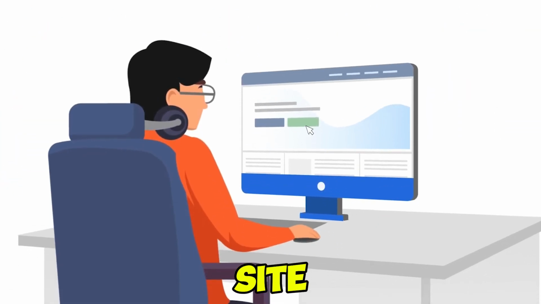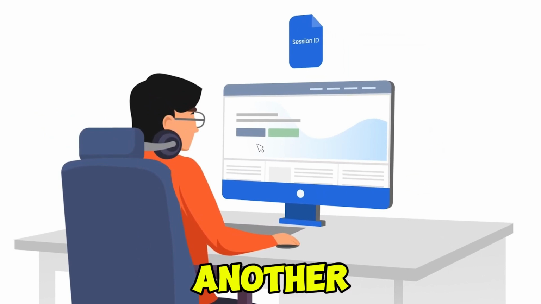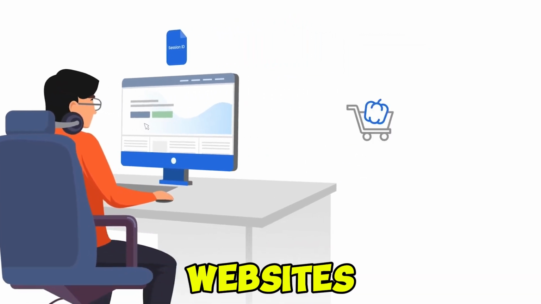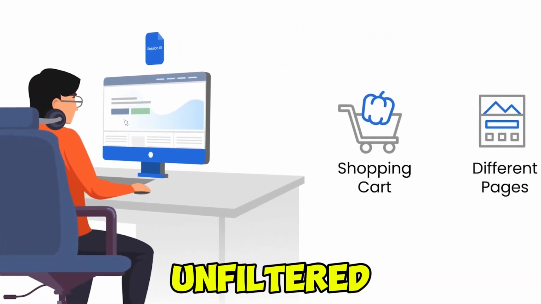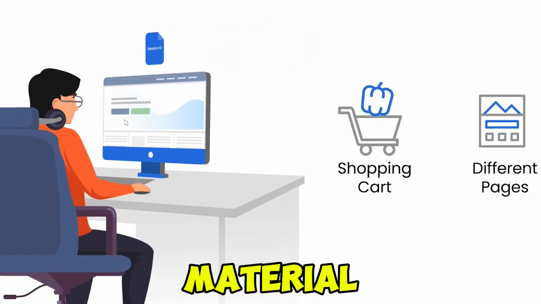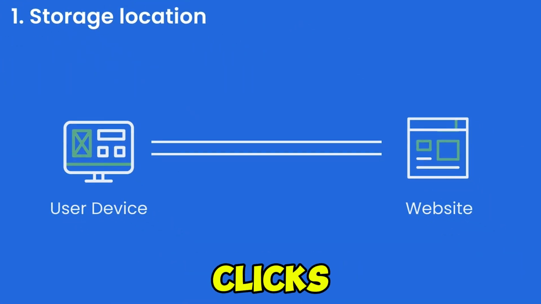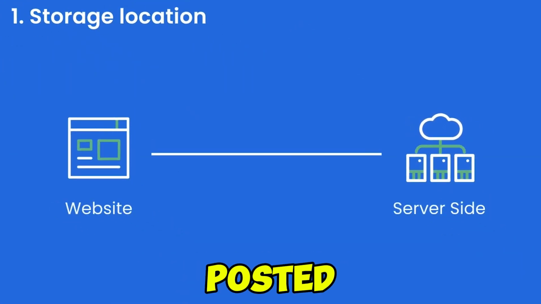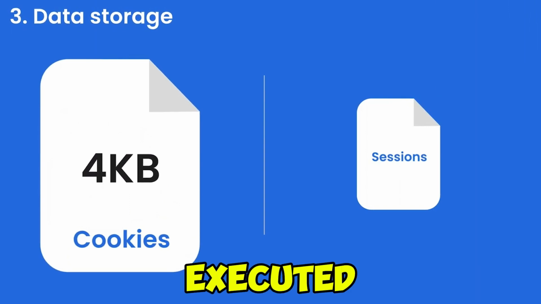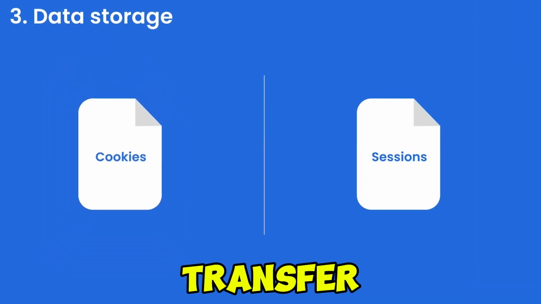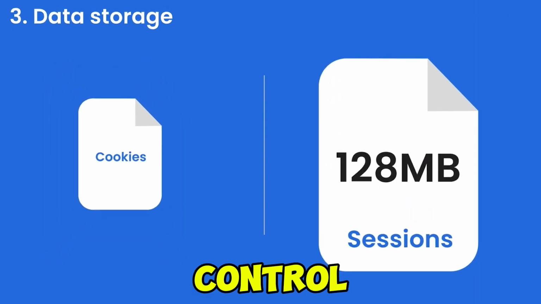XSS, or cross-site scripting. Cross-site scripting is another kind of cookie theft that takes advantage of websites that let users upload unfiltered HTML and JavaScript material. For instance, if a user clicks on a malicious link that an attacker has posted, JavaScript code may be executed, causing the victim's browser to transfer cookies to a website under the attacker's control.